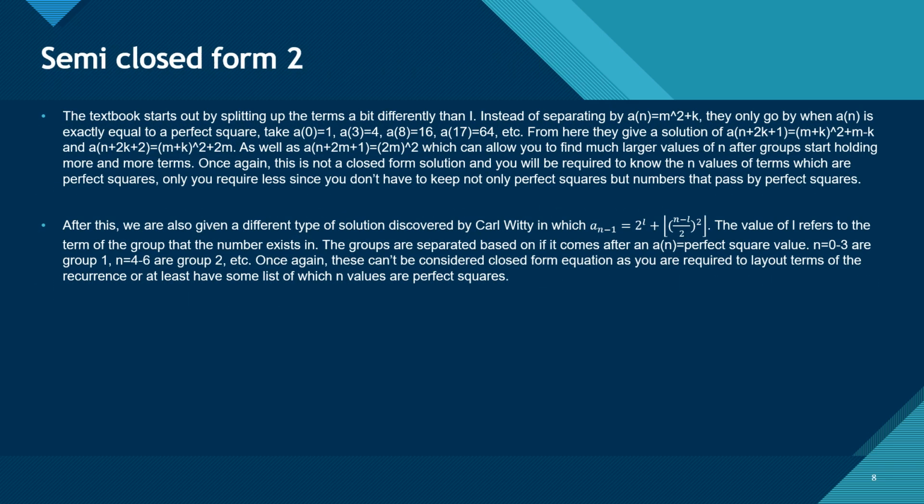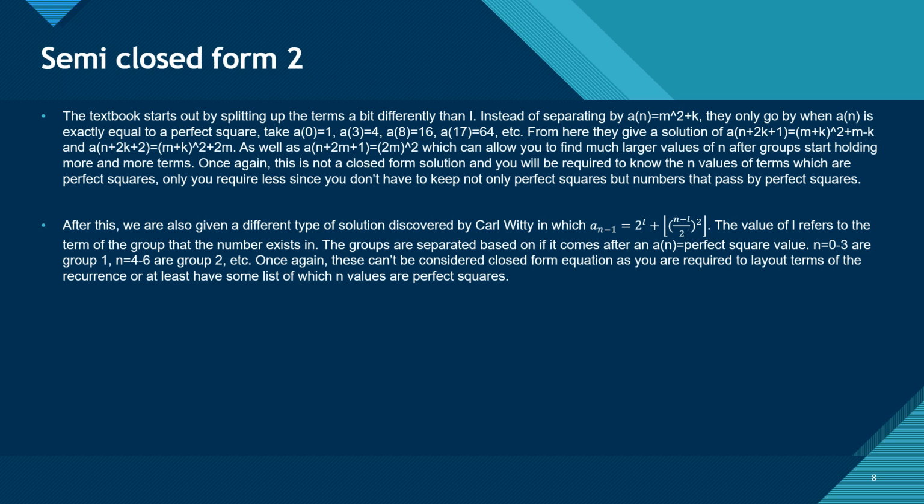For the textbook solution, they only use a of n equals m squared, as opposed to my a of n equals m squared plus k. Doing this, there are much fewer perfect squares within the a of n terms than there are numbers that pass perfect squares. This allows you to have to know fewer a of n values from the recurrence to be able to find other values without solving the whole recurrence out.